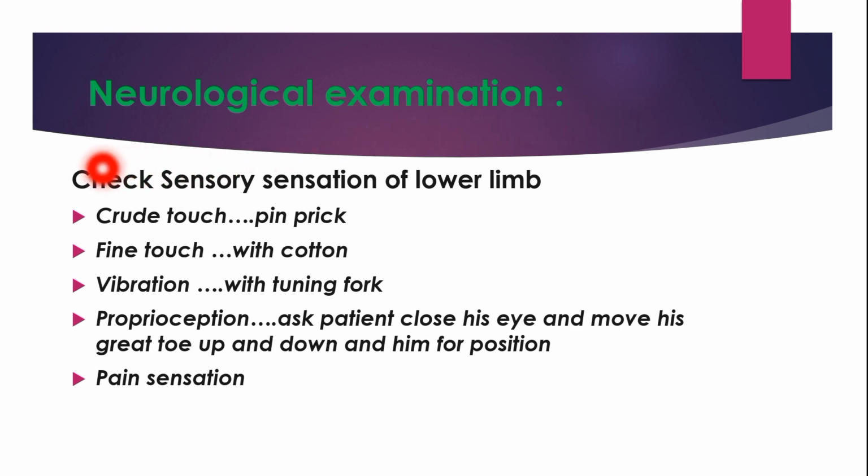In neurological examination, we check the sensory sensations of the lower limb and all the dermatomes that include the crude touch, which is done with a pinprick, the fine touch, which is checked with the help of cotton, and vibration. The vibration sensation is checked with the help of a tuning fork, and the proprioception. The proprioception is checked by asking the patient to close his eyes, and we move his great toe up and down, and we ask for the position of the great toe.